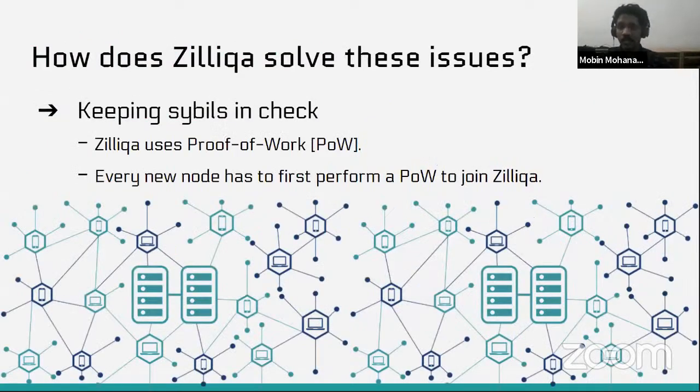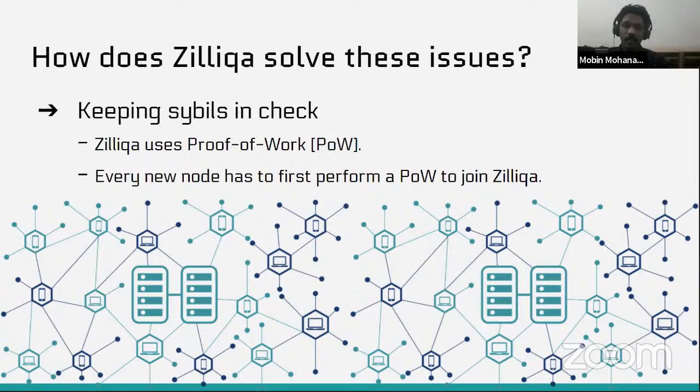So our first issue was Sybil resistance. How do we resist these Sybil attacks? To keep Sybil in check, the Zilliqa blockchain uses proof of work, but not as a consensus mechanism; rather, we use proof of work in order to establish network identities. Proof of work is the consensus mechanism in the blockchains we talked about earlier, like Bitcoin and Ethereum, but we are not using proof of work as a consensus mechanism in Zilliqa. Rather, we use it to establish the network identity in order to keep Sybils in check.